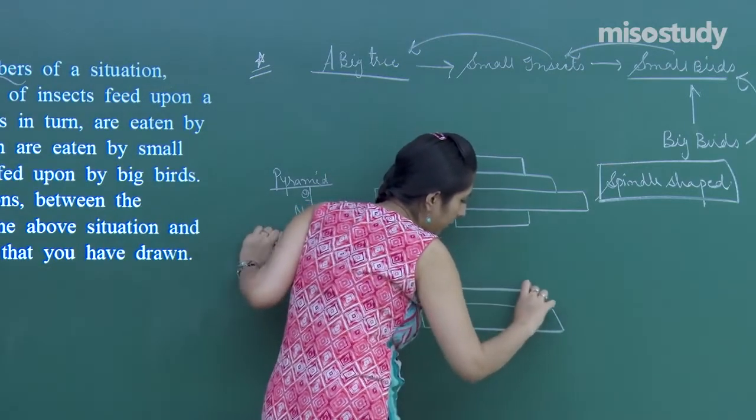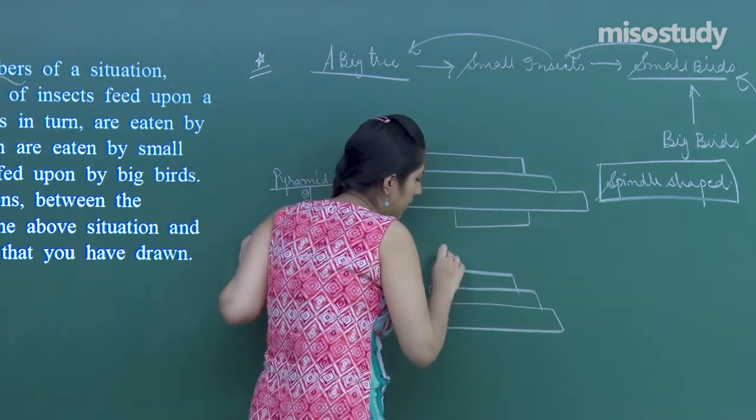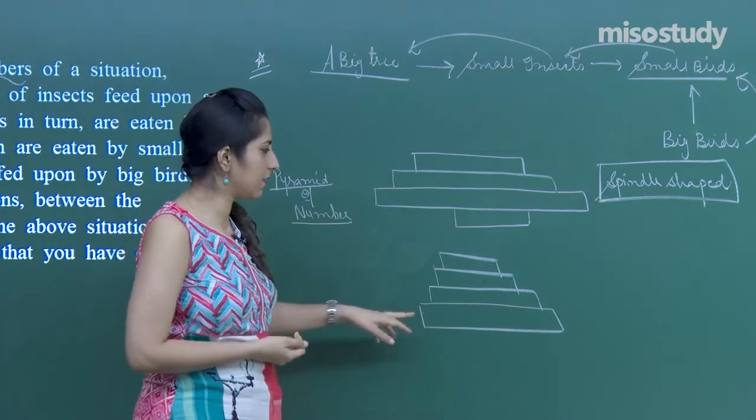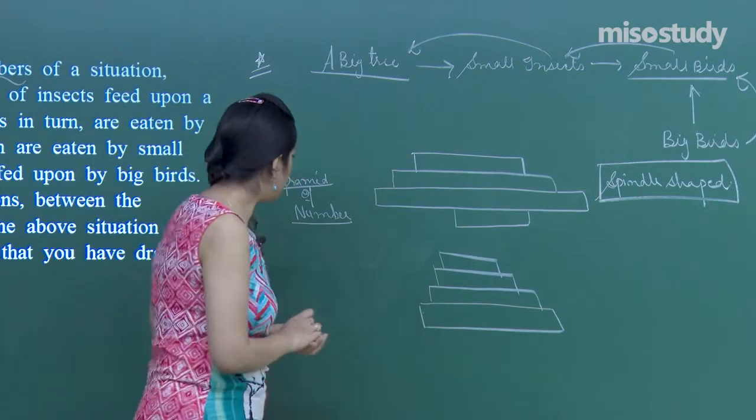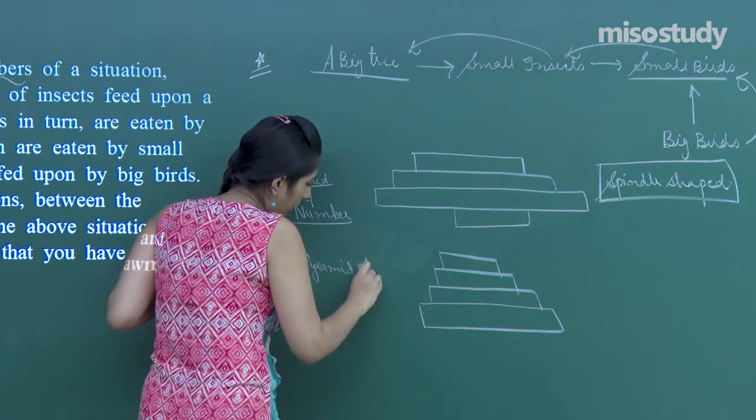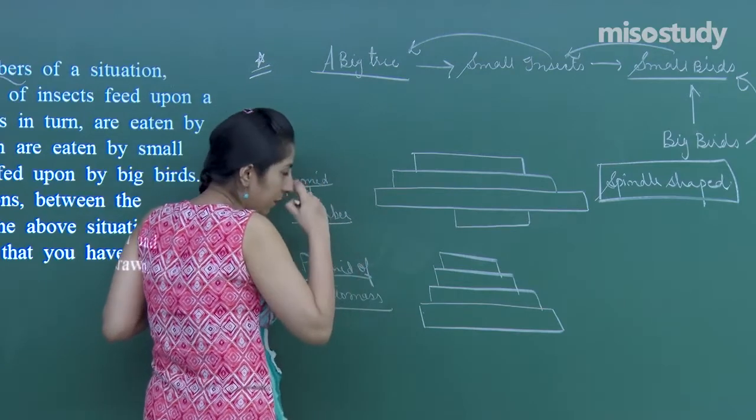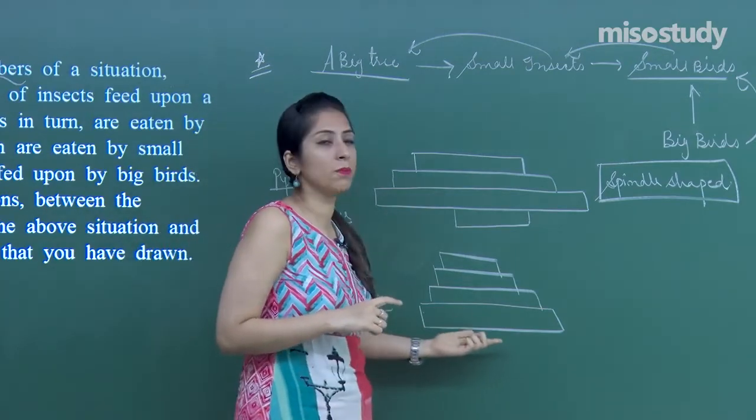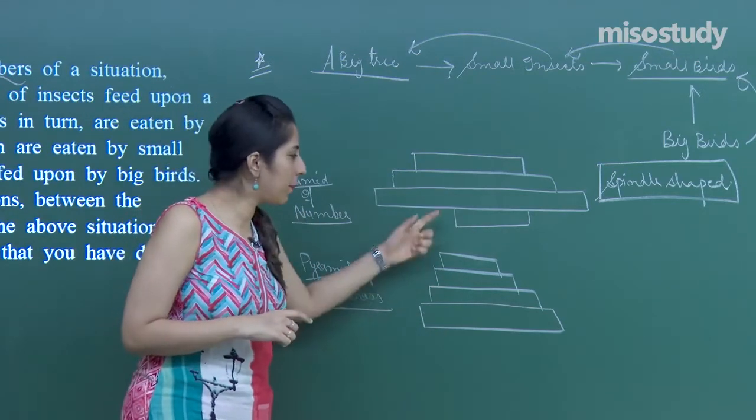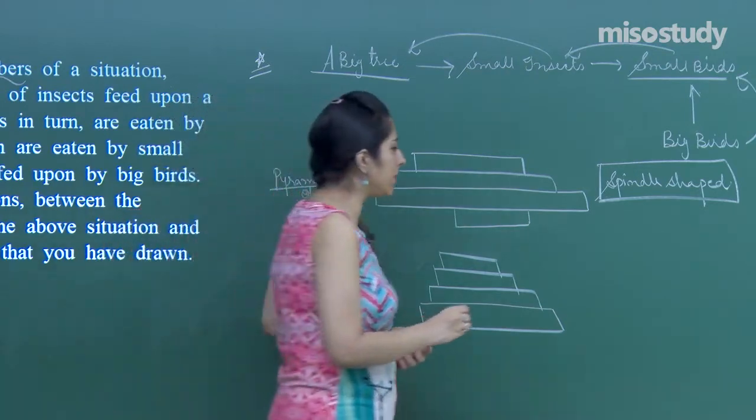After that, the biomass of insects will be like this. After that, the biomass of small birds will be like this. The biomass of the big birds will be much lesser as compared to the tree biomass. So this is a pyramid of biomass. What you have to write in this? As the biomass of a big tree is much more as compared to the other trophic levels, the pyramid of biomass obtained in the above example will always be upright.